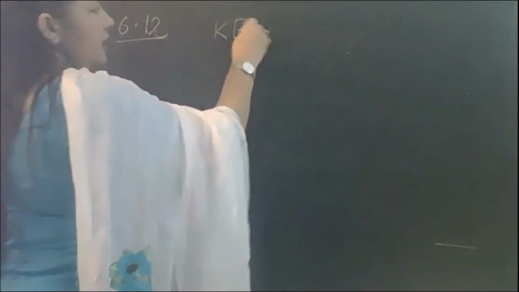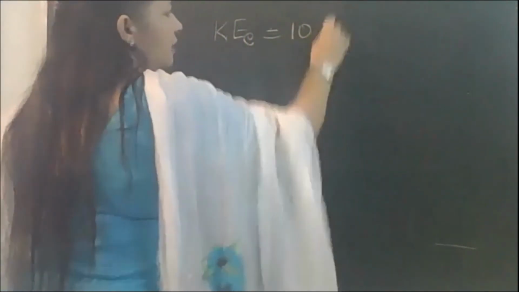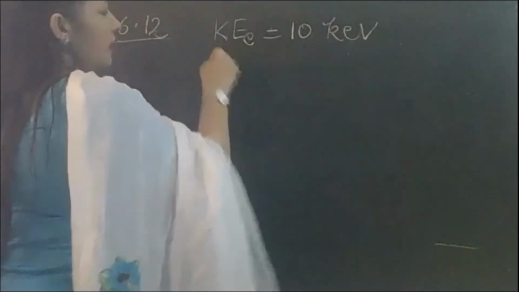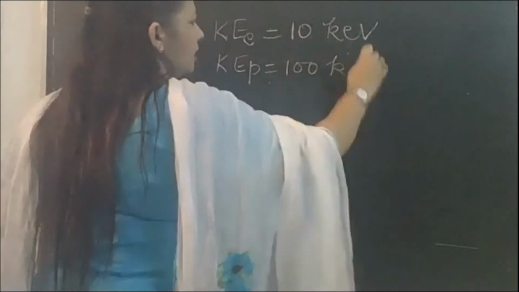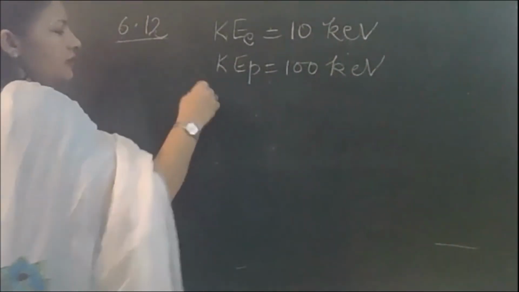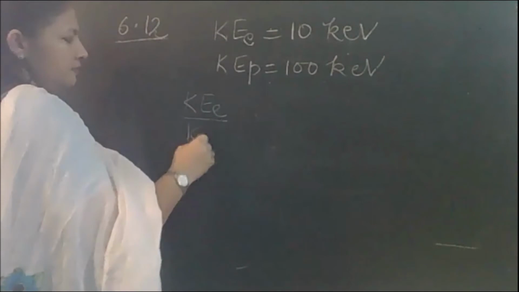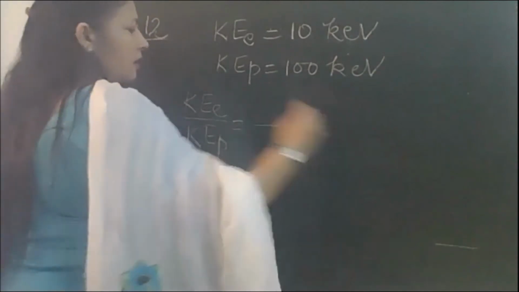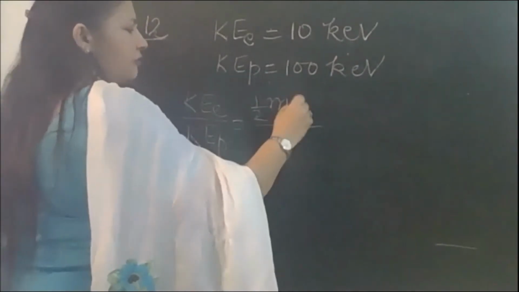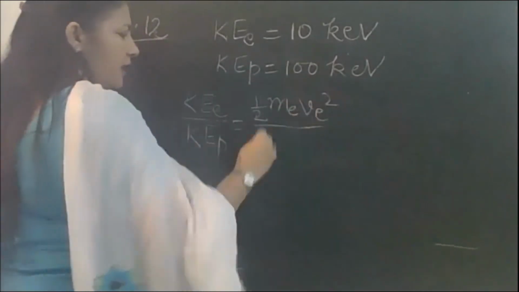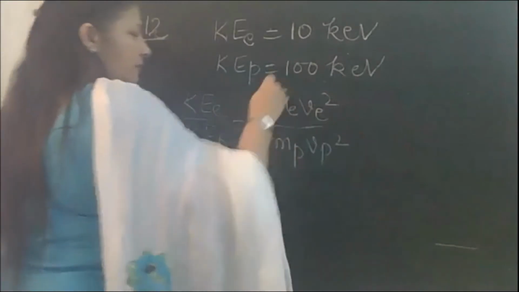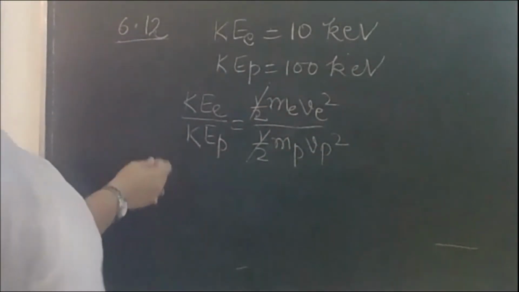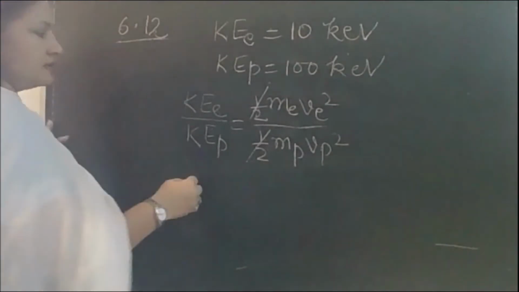12th question. Kinetic energy of electron is given as 10 keV, kilo electron volt. Kinetic energy of proton is given as 100 kilo electron volt. So let's find the ratio. Half mass of electron, velocity of electron square, over half mass of proton, velocity of proton square. This gets cancelled. Let us put in the values. We have to find the ratio of their speeds.